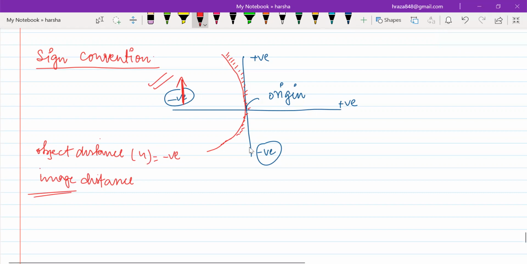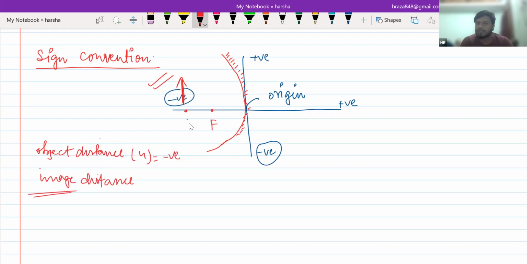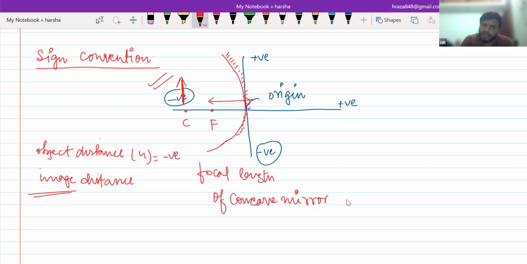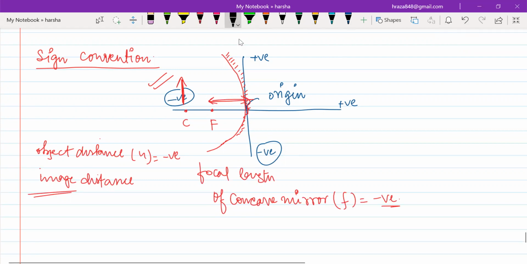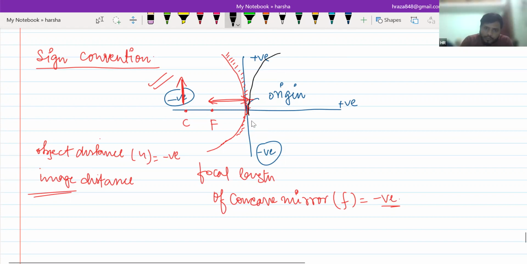Yes, sir. And you know that the focus of a concave mirror is in front of the mirror. So the focal length of a concave mirror will be negative, because the focus is in front of it. This distance will be negative because it is on the left hand side of the origin. Are you getting my point? Yes, sir. Now come to the next point, which is convex mirrors.